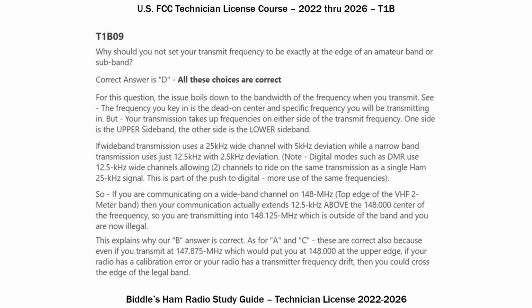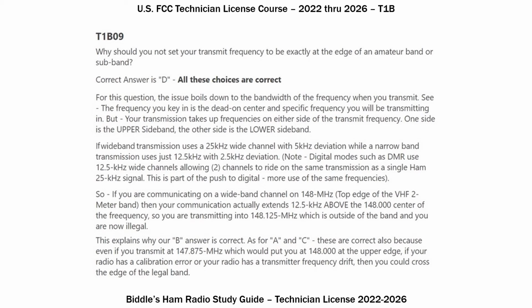So note that digital modes such as DMR use 12.5 kilohertz wide band channels, allowing two channels to ride in the same transmission space as a single ham 25 kilohertz signal. This is part of the push to digital, where you can get more use of the same frequencies.